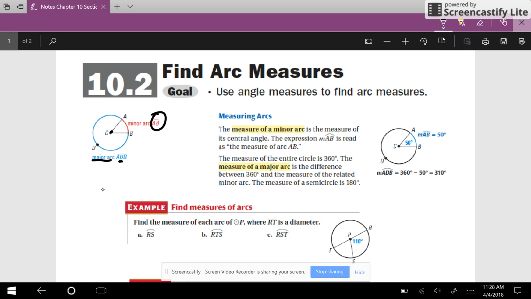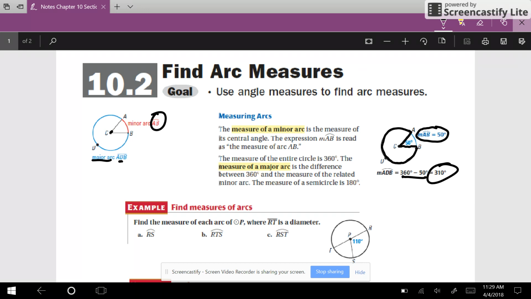So if we look at this picture over here on the right, you'll see we have a central angle. Its central angle is 50 degrees. Well, a central angle and the arc that it creates have the same measure. So if the central angle is 50 degrees, you'll notice that the measure of that arc is also 50 degrees. So then if I want to go the other way around, the long way around, the major arc ADB, it's the remainder of the circle. So I take the full 360, subtract away that 50, leaving me with 310 degrees for the measure of the major arc.